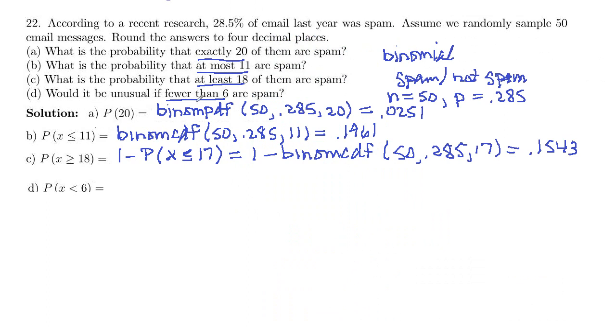And then we want to know, is fewer than 6 unusual? So fewer than is less than, so we want probability X strictly less than 6. Again, binom CDF gives less than or equal probability. So if you're strictly less than 6, that means 5 or fewer. So it's less than or equal to 5. So this will be binom CDF, 50, 0.285, 5.